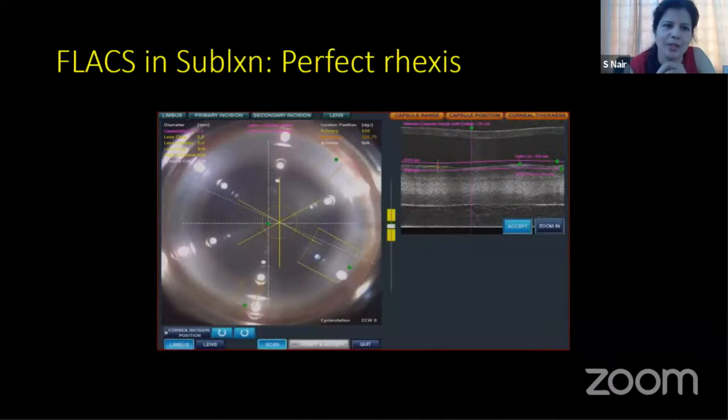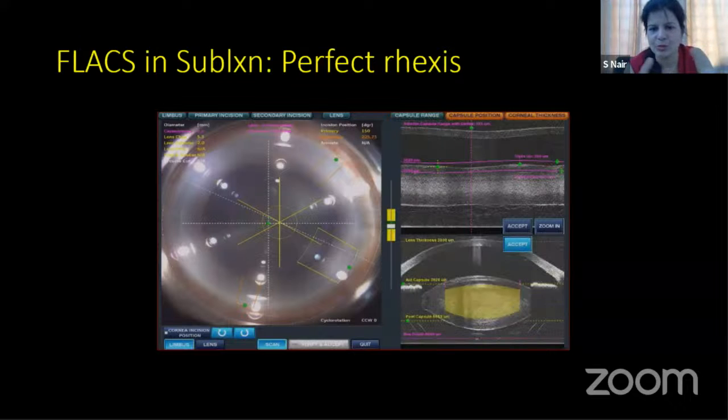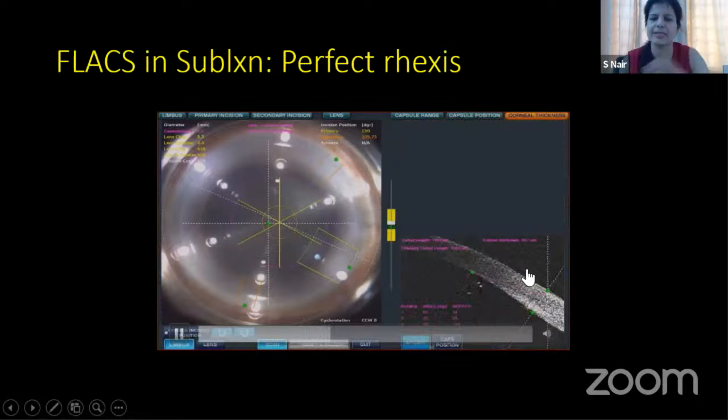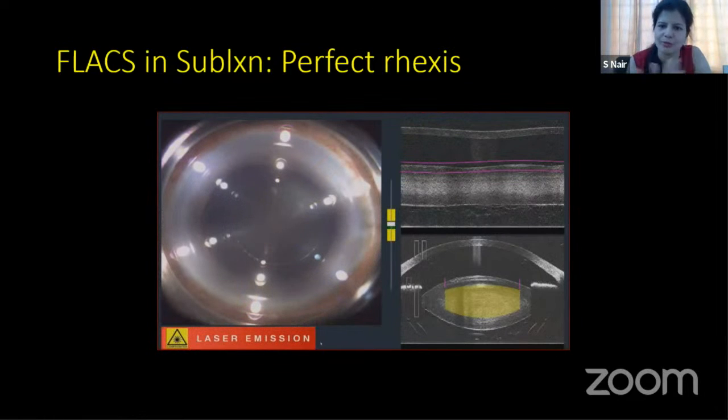All the rest of the ports are hydroed. Now, if you have FLACS, it's very, very useful in a subluxated cataract, because you can pre-program the rhexis to a decentered portion. You can see the subluxated lens here in the OCT picture, where more of the equator is exposed on the left side compared to the right side, and therefore the rhexis has been decentered more to the right side. So now there's a pre-programmed rhexis. You don't have to tug, you don't have to pull.